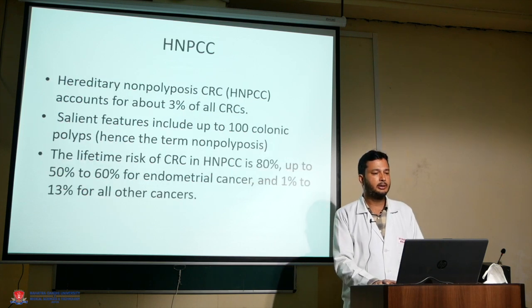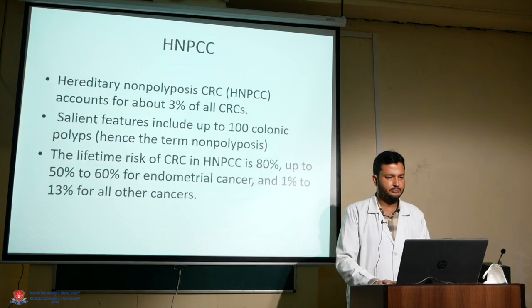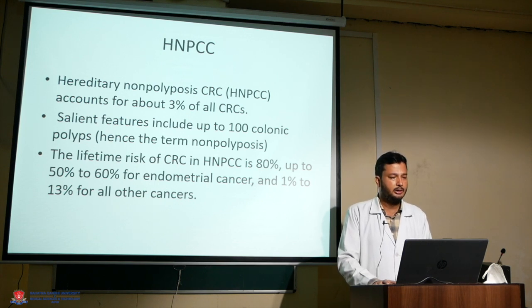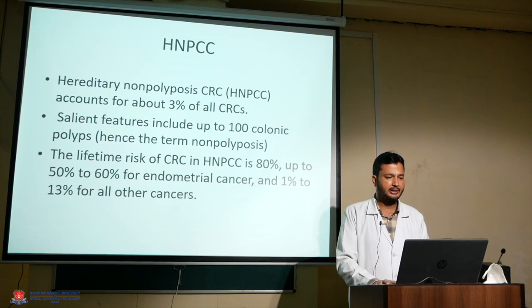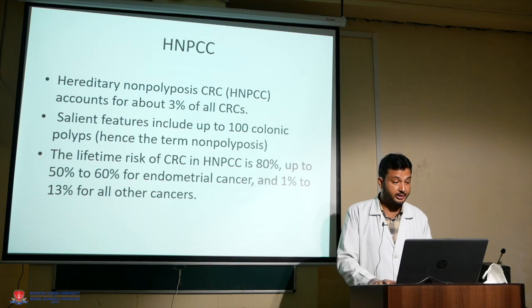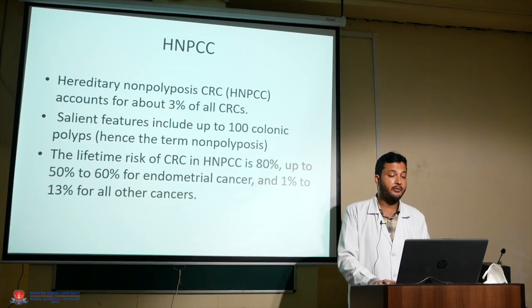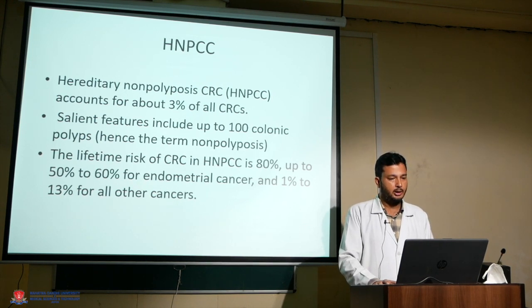The second one is hereditary non-polyposis CRC, which accounts for 3% of all CRCs, and the salient features include up to 100 colonic polyps. The lifetime risk of CRC in HNPCC is 80%, up to 50 to 60% for other cancers like endometrial cancer, and 1 to 13% for all other cancers.